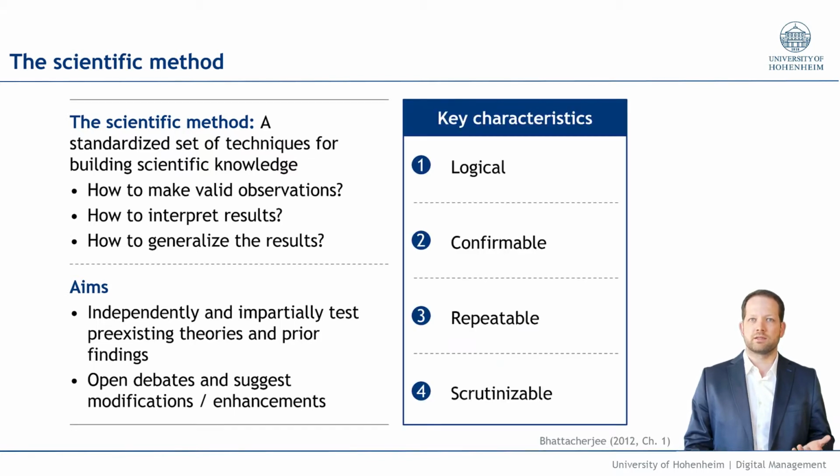So the key characteristics of the scientific method are the ones you see here. It should be logical. Scientific inference must be based on logical principles of reasoning. Confirmable. Inferences derived must match with observed evidence. Repeatable. Other scientists should be able to independently replicate or repeat a scientific study and obtain similar, if not even identical, results. And it should be scrutinizable. The procedures used and the inferences derived must withstand critical scrutiny, for example, in a peer review process at a conference or at a journal, by other scientists. This is how Bhattacherjee 2012, Chapter 1 characterizes the scientific method.